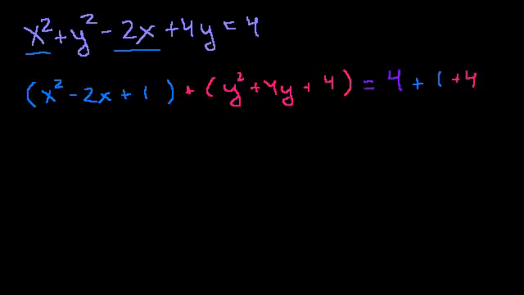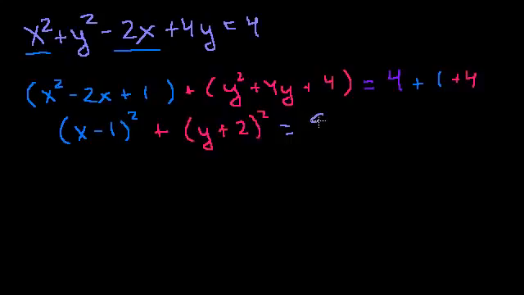And so this becomes (x minus 1) squared plus (y plus 2) squared is equal to 4 plus 1 plus 4, which is 9. And there you have it. We have it in the standard form of a circle. You remember that if a circle is centered at 0, the standard form would be x squared plus y squared is equal to r squared. This is the radius squared. So that tells us the radius of the circle is 3.